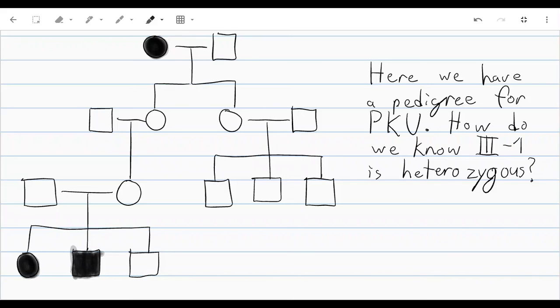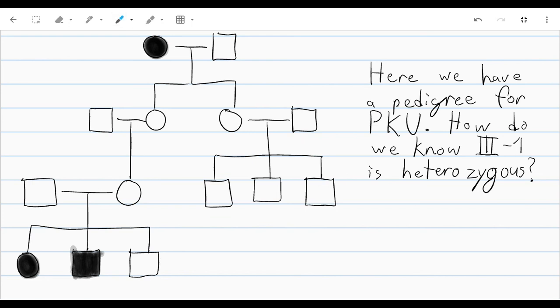In this sample problem, we're given a pedigree and we're told that it's for the condition PKU, phenylketonuria. We're asked, how do we know that individual 3-1 is a heterozygote? We're not told what type of inheritance is going on in this particular pedigree.